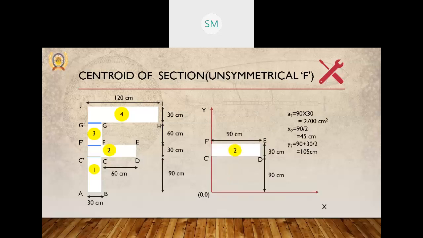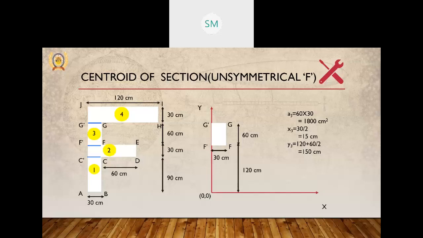Come to the second rectangle. Again the area is 90 by 30, 2700 centimeter square. We are measuring x2, that is 90 by 2, and y2 will be, because measuring from the x-axis, 90 plus the 30 by 2, that will be 105 centimeter.